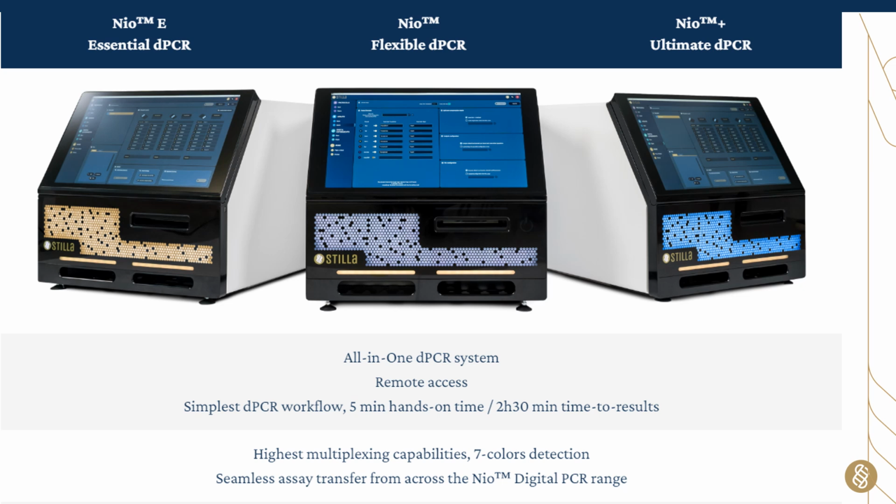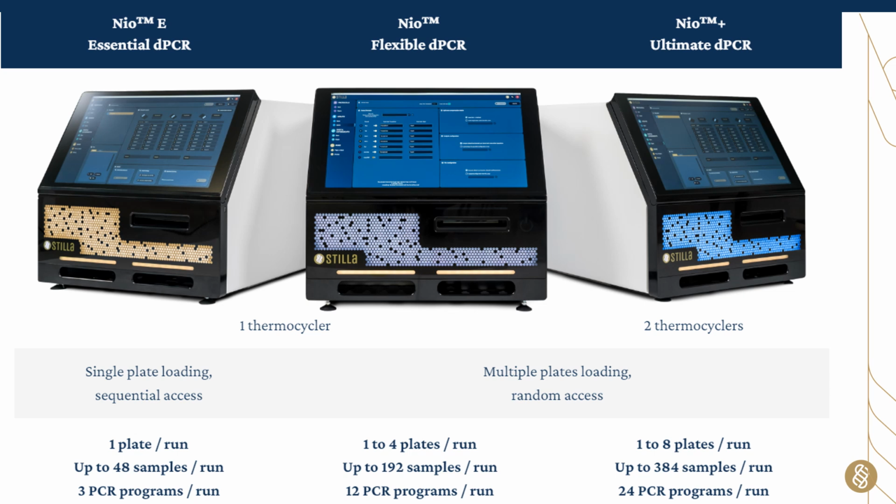What's different between these 3 different systems? We can see that the Neo E or Essential allows you to run 1 plate per run, therefore up to 48 samples per run. The Neo runs 1 to 4 plates per run, or up to 192 samples per run. And the Neo Plus, because it has 2 thermal cyclers, can run anything from 1 to 8 plates per run, or 384 samples per run per day.